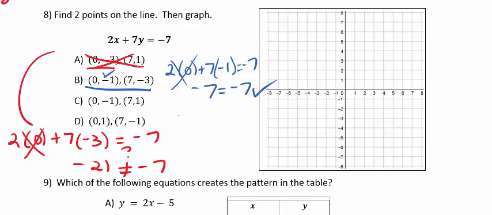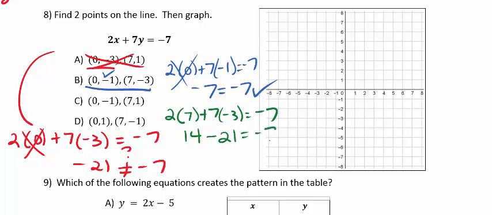And let's go ahead and see if the second point's on there. So 2 times, we'll plug in 7 for x, and then we're going to plug in -3 for y. 2 times 7 is 14. 7 times -3 is -21, and 14 minus 21 is a -7. So this point is also on the line. So our answer here is B.